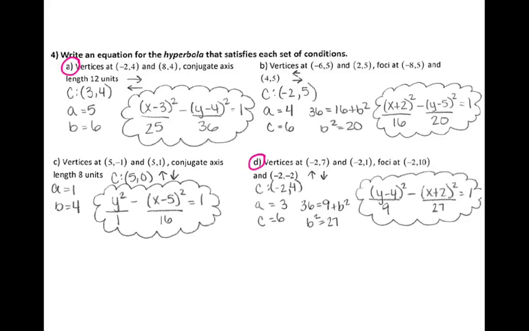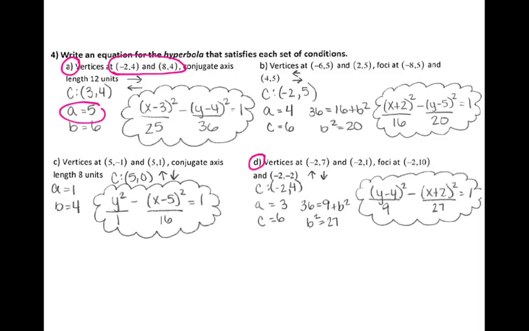So I have a vertex at negative 2, 4, and my other vertex is 8, 4. If I look at those, my x coordinates are different, going from negative 2 to 8. That's 10 units across. Cut that in half, and that's what A is. Since my x coordinates are different, my hyperbola is opening to the right and to the left. So I need to go 5 units away from negative 2, and that is at positive 3. So my center is 3, 4.